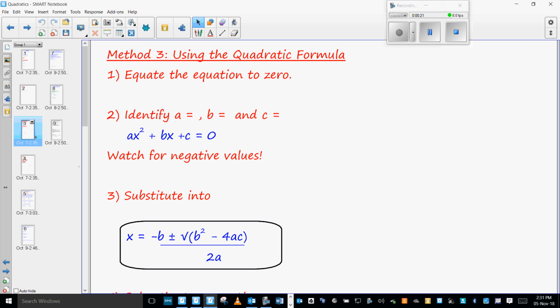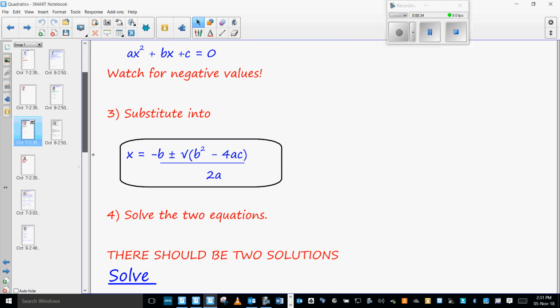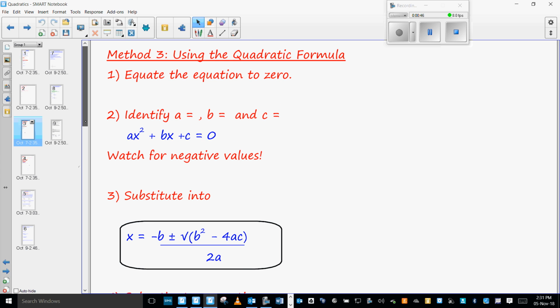Now we're looking at the quadratic formula, which you should be familiar with. You don't necessarily need to have learned it because you are given it in your formula booklet. The quadratic formula is minus b plus or minus the square root of b squared minus 4ac, over 2a. To work with that, you need to make sure your equation is equal to 0 to start with, and then you identify your coefficients a, b, and c.